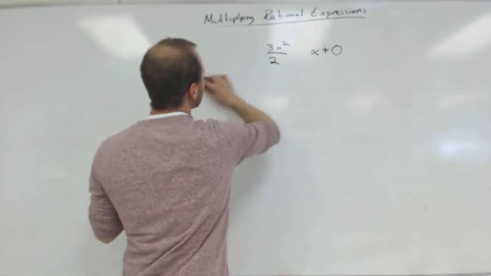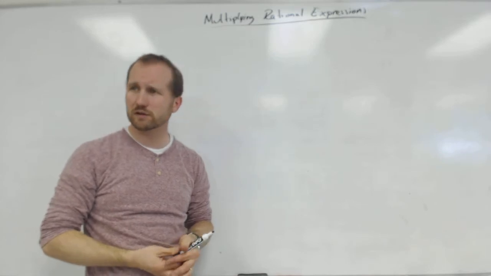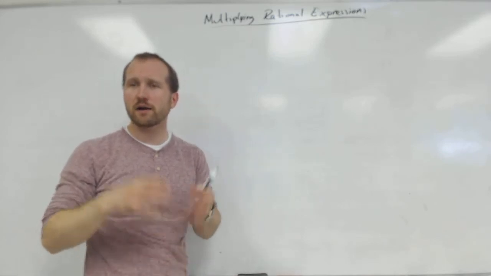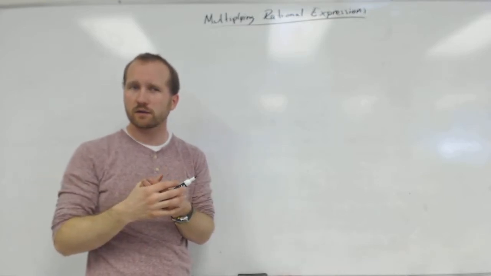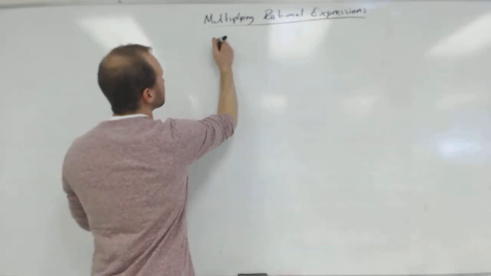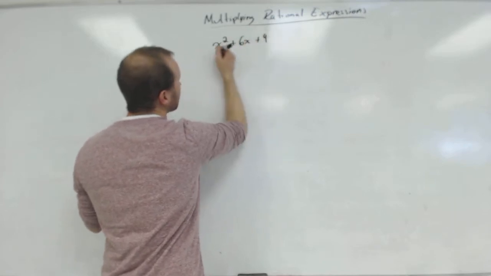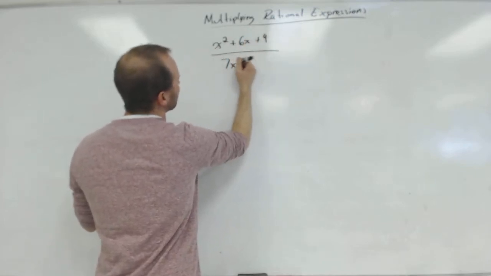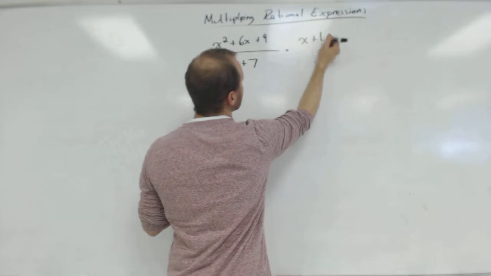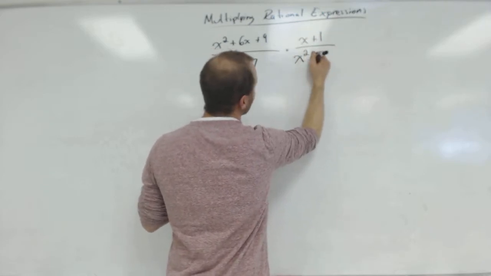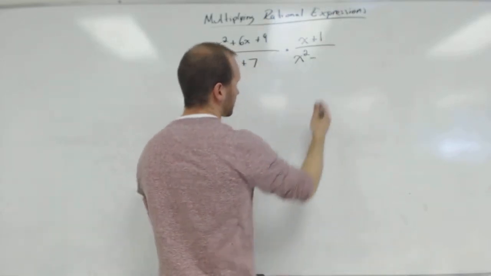Alright. So we're multiplying rational expressions. This is really not that much different from what we've been doing. It's actually very similar to simplifying rational expressions. It's just now we have two fractions at the beginning and we combine them into one fraction. So I might have something like this. x squared plus 6x plus 9 over 7x plus 7 times x plus 1 over x squared minus 9, sorry.